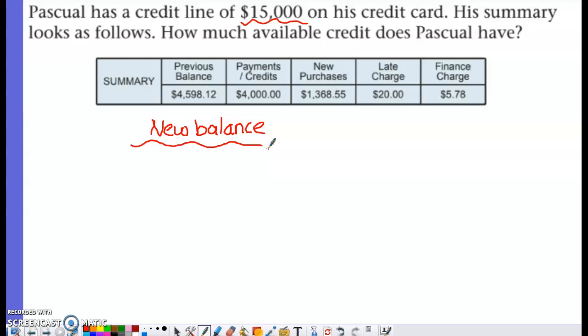So to find out the new balance, we have to take the previous balance, which is this $4,598.12. That's how much he still owes. He made a payment in credit of $4,000, so we're going to go ahead and subtract $4,000 from this number because he doesn't owe $4,000 anymore. He paid that off.